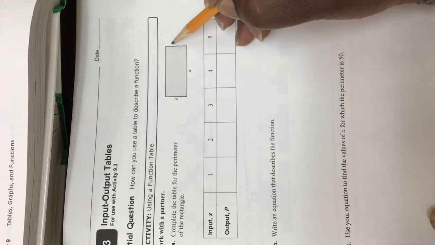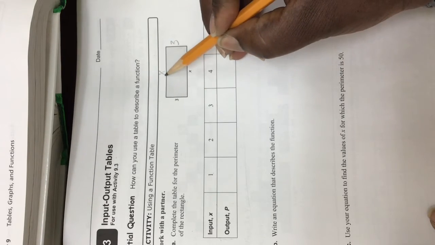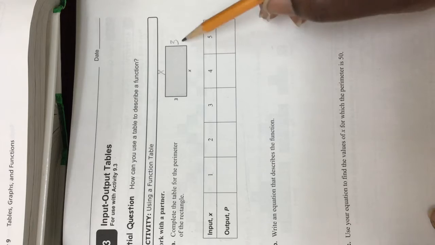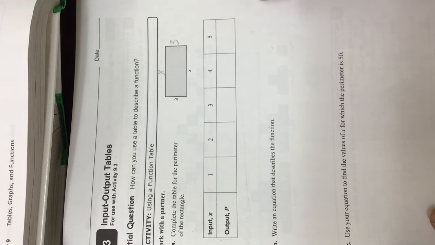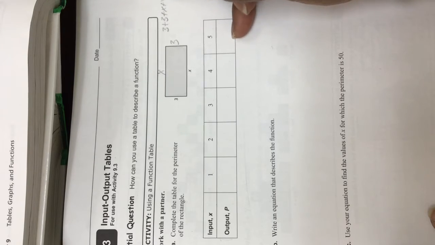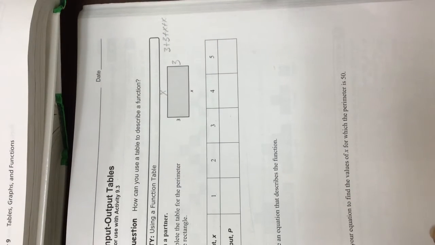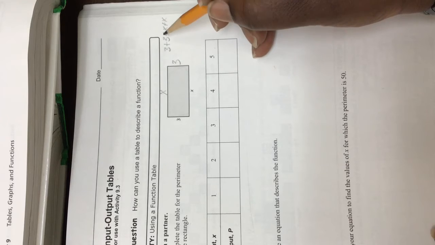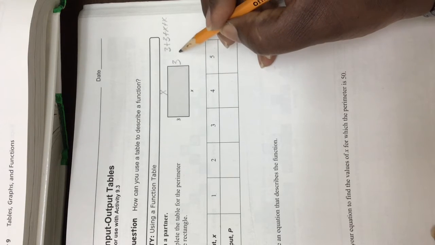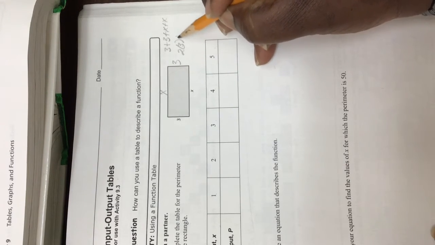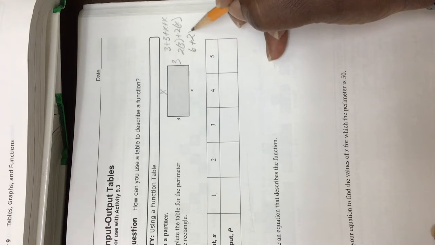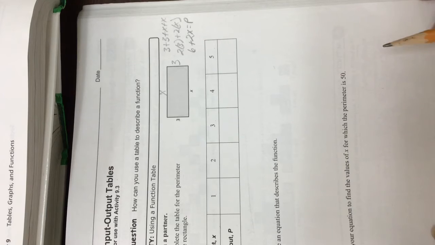So here this side would be 3, this side would be X, okay? And we know that we would add all of the sides, which would be 3 plus X plus X, okay? So therefore, what we have here is that we know we have 2 3's plus 2 X's. So this would give us 6 plus 2X, and that would give us the perimeter of this figure, okay?